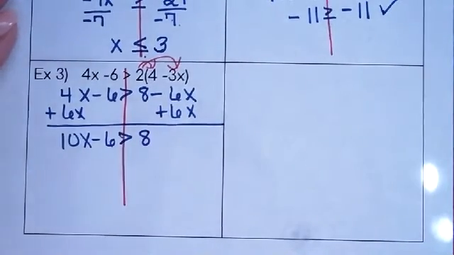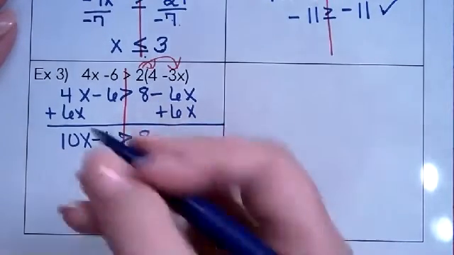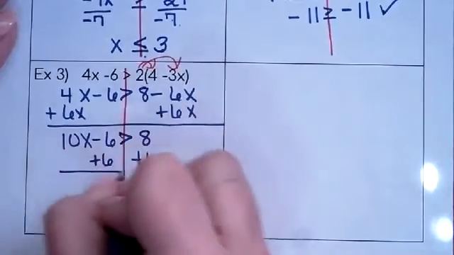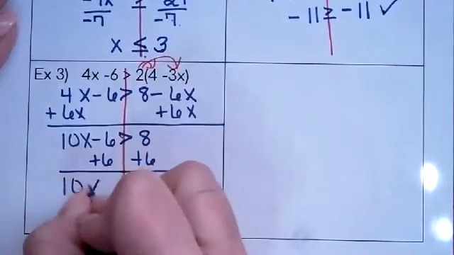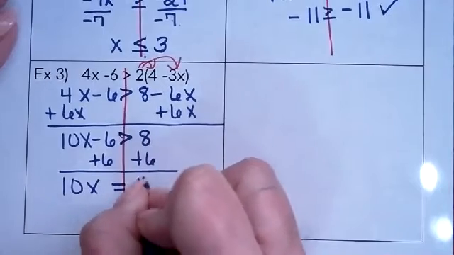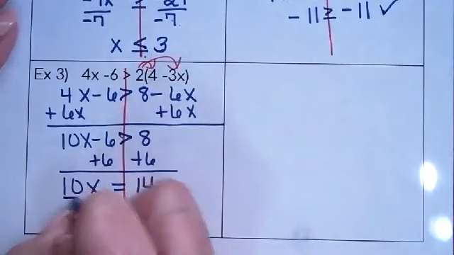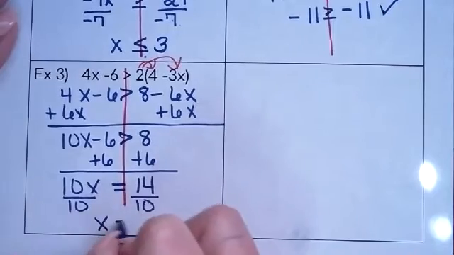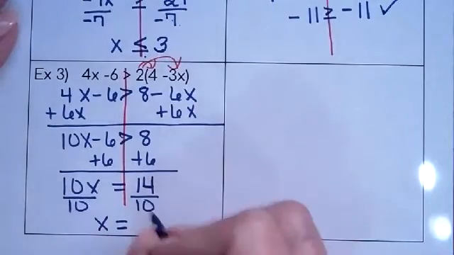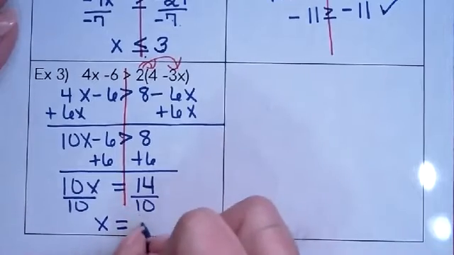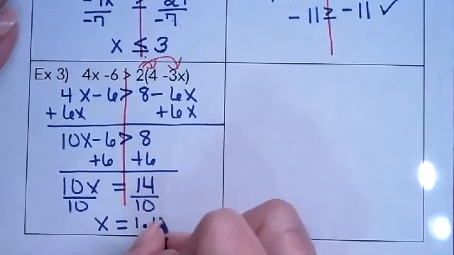Now, of course, the next thing to do is put the 6 over on the right side with the 8. So I'm going to do what? I'm going to add that 6, aren't I? Just like that. And I've got 10x greater than 8 plus 6, which is 14. What happens when I divide by 10? Okay, I can actually put 14 divided by 10 into my calculator, and I'm going to come up with 1.4.